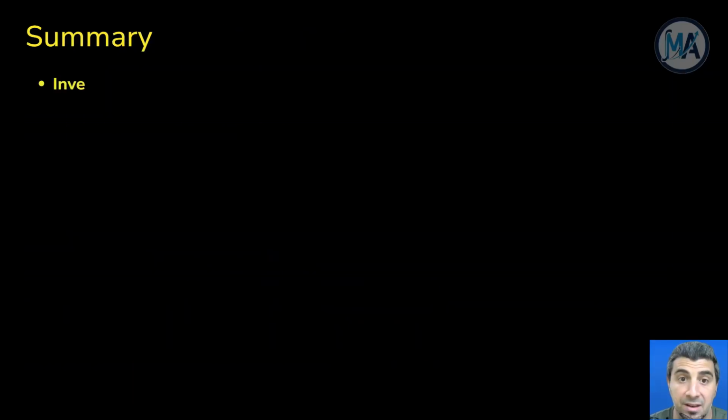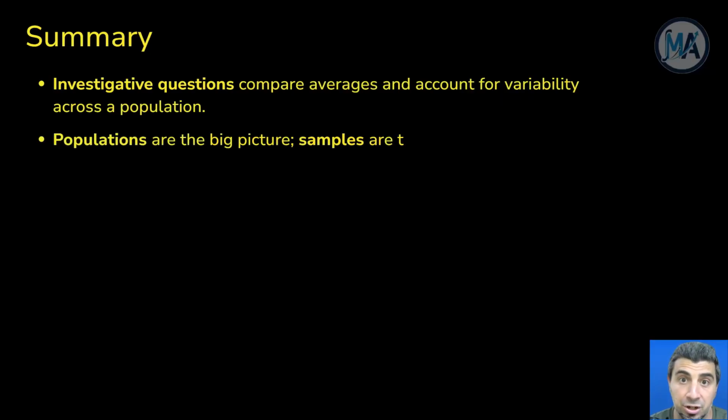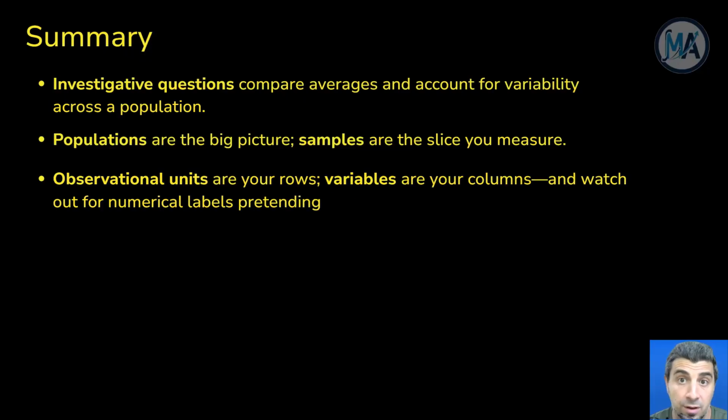Now, to recap, investigative questions compare averages and account for variability across a population. Populations are the big picture. Samples are the slice you actually measure. Observational units are your rows, variables are your columns, and watch out for numerical labels pretending to be quantitative variables.